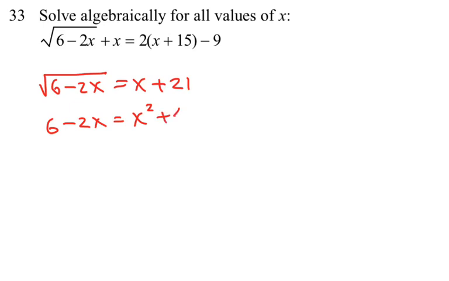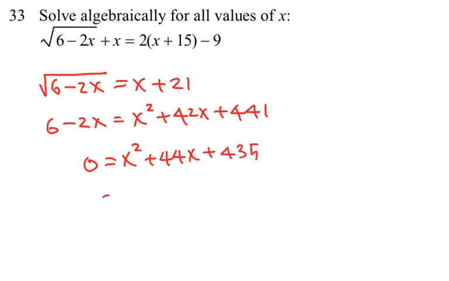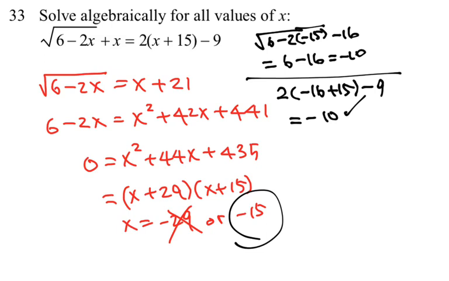Then we get x squared plus 42x, and then 441. Then what we're going to be doing is adding 2x and subtracting 6 from both sides. Then we realize that 0 equals x squared plus 44x plus 433. All right, so what are we going to do? You can realize that it factors out into x plus 29 and then x plus 15.